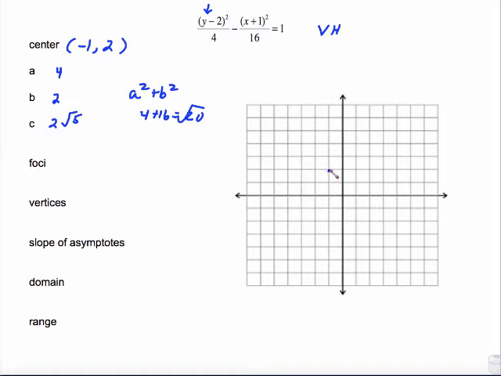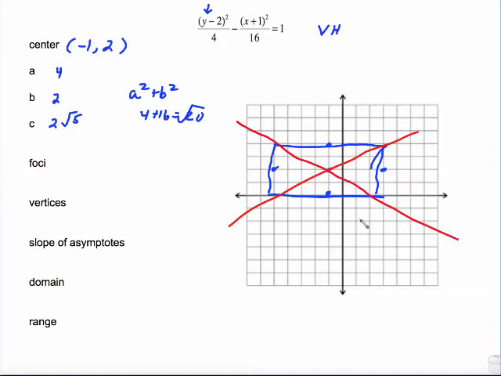-1 over, up 2, there's our center. A is 4, so over 1, 2, 3, 4. 4 this way, 1, 2, 3, 4. B is 2, 1, 2, and 1, 2. And let's see if I can draw the box. Not very well. Oops. So there's the box, sort of. And our asymptotes are going to go right through center from corner to corner. It's hard to do with this tool.